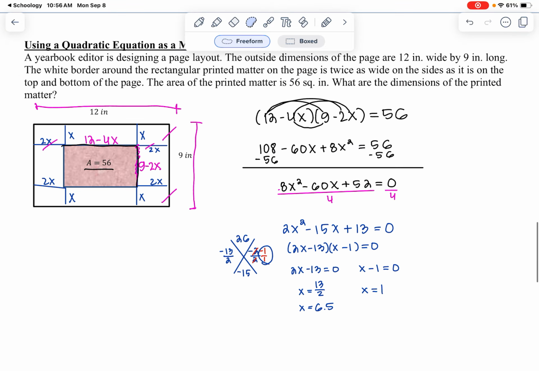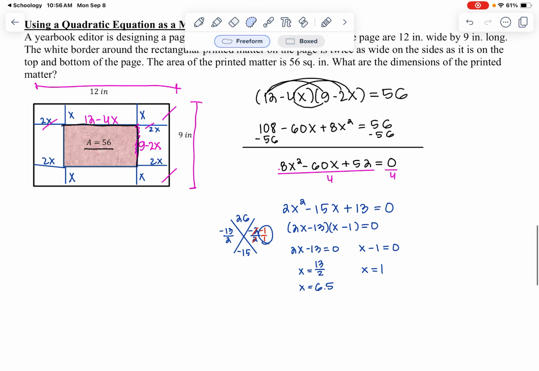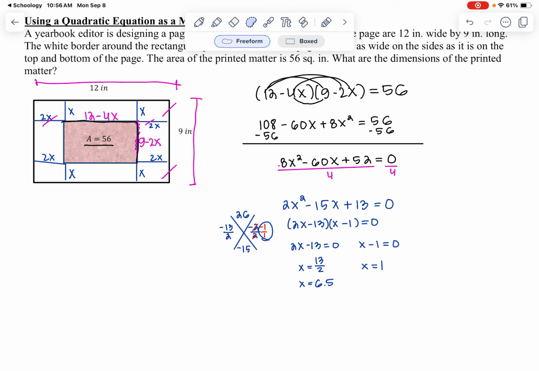Now let me remind myself of what it asked me for. What are the dimensions of the printed matter? Okay, so I have to plug in 1 and I have to plug in 6.5 to see those dimensions. Now, I could already see that 6.5 is not going to work, because if I plug in 6.5 here, I get, well, a negative number, right? So 6.5 is out. That's going to give us a negative answer, right? And instead, I'm going to use 1.